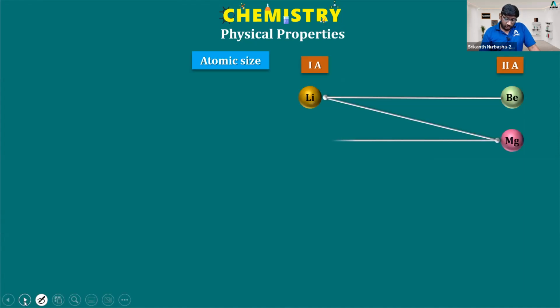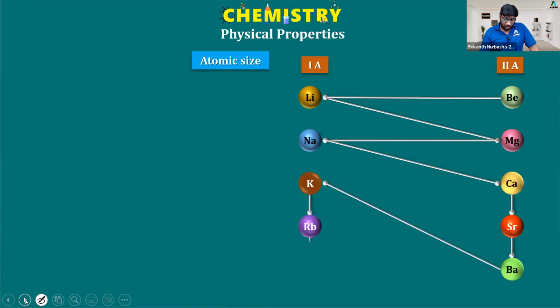Lithium to magnesium, magnesium to sodium, sodium to calcium, calcium to strontium, strontium to barium, barium to potassium, then rubidium, and then finally cesium. So this was the correct size comparison of both group 1A as well as group 2A.